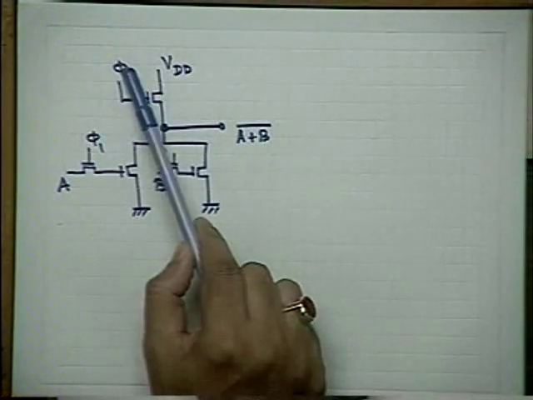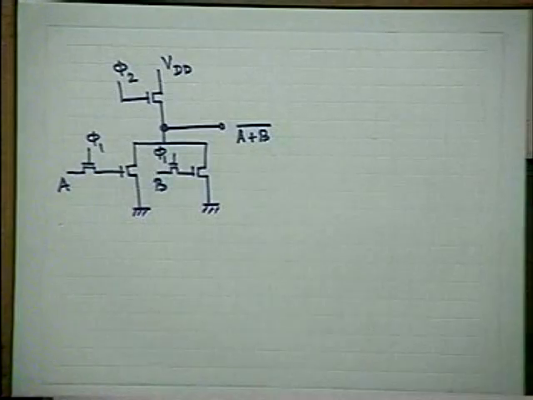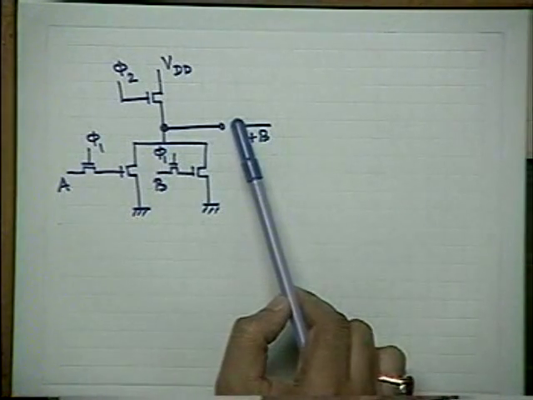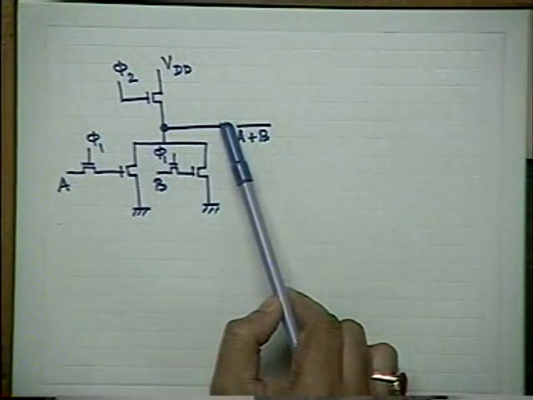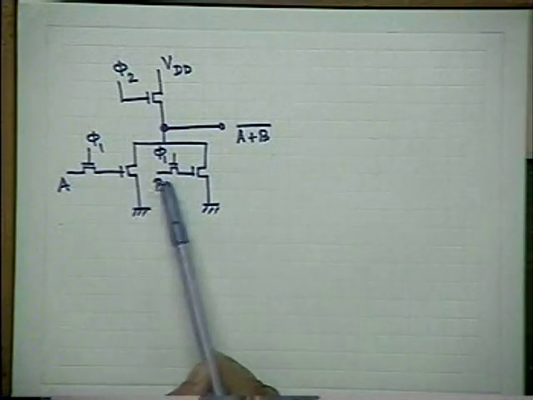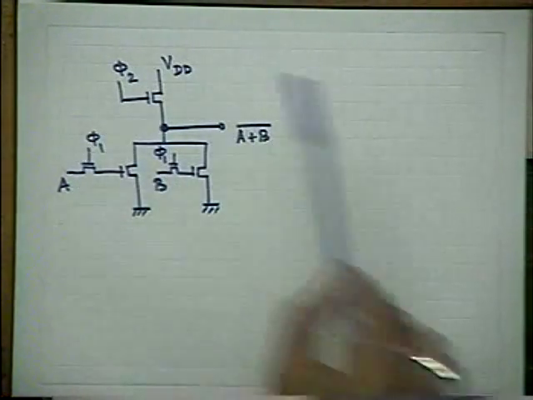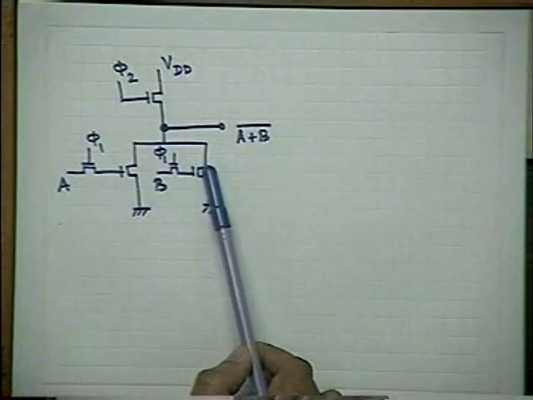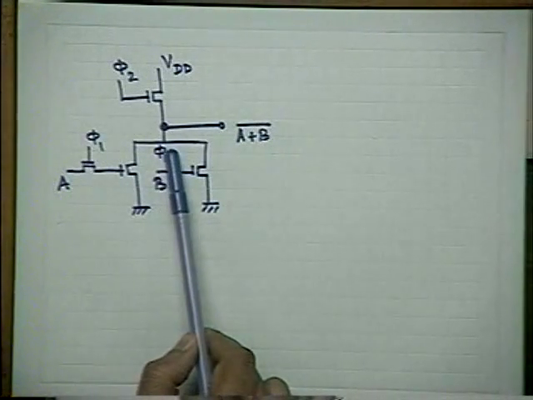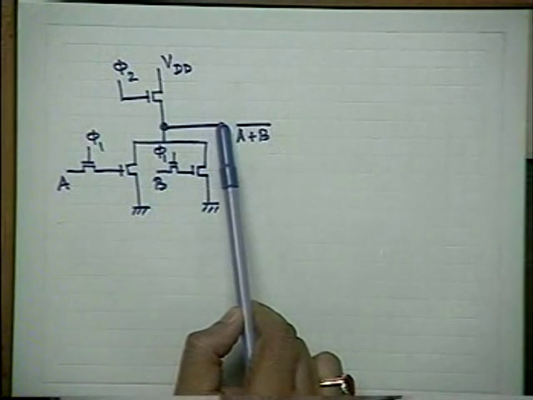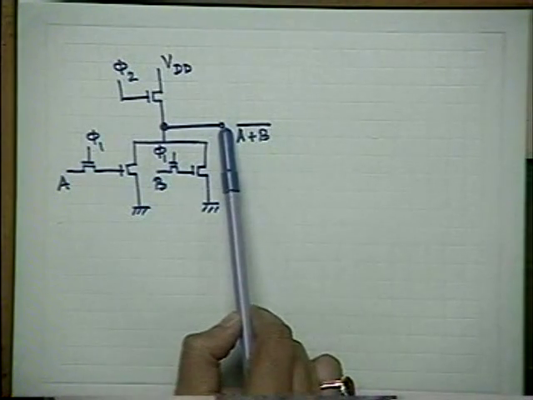But then when phi 1 and phi 2 both are 0, which happens most of the time, this point is isolated, and therefore the output point is retained. Thereafter, according to your inputs, in this case we have connected the transistors in parallel, so when phi 1 is high, phi 2 remaining 0, A NOR B will be available at the output only during the evaluate phase.